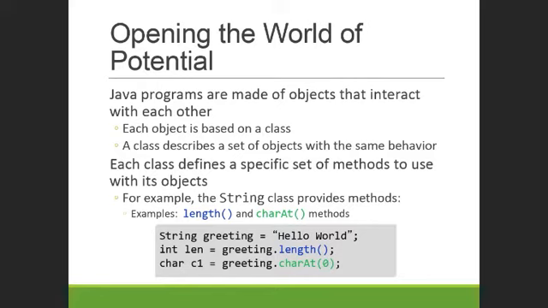So, we have a blueprint for a house. We can make multiple houses off of that, but each house might be a little bit different. We might have different color siding, different roof color, but basically they all look the same and they all function the same because they're based off the same blueprint.